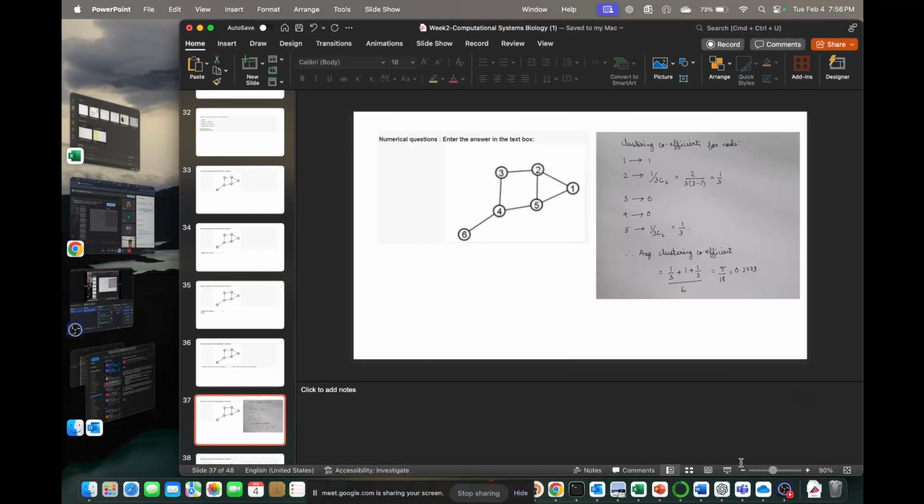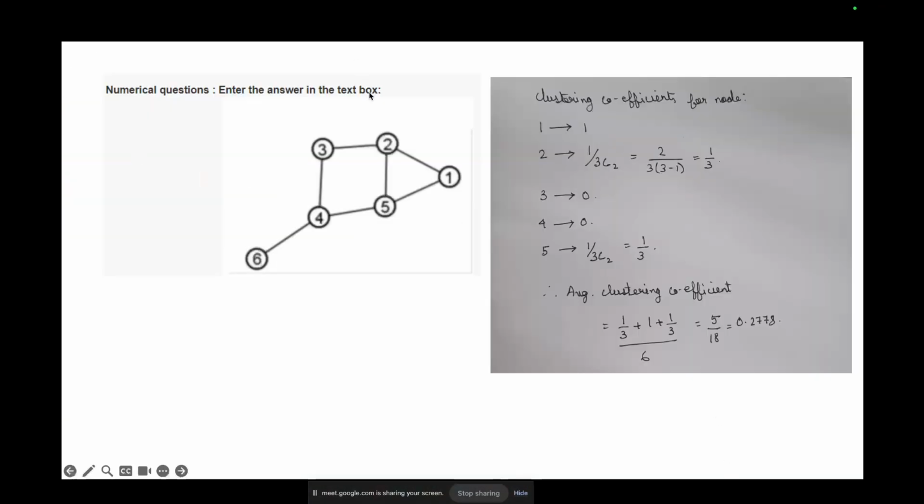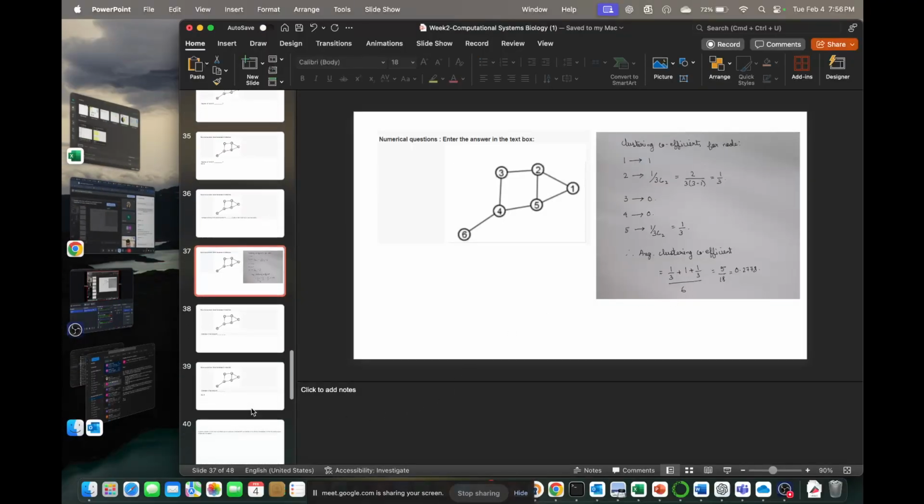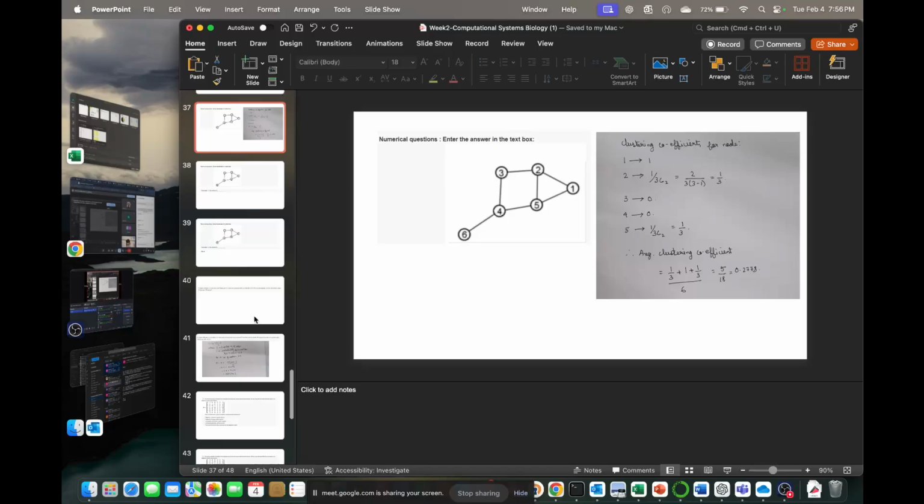I hope you understood the method. So for each node, you calculate the clustering coefficient, which is the total number of cliques by the possible number of connections. Right? So this is how it is calculated, and the answer is 0.27. Okay, let's move on to this question.